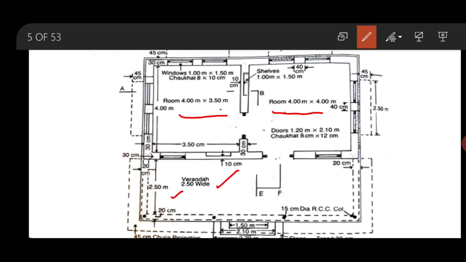and all the walls of these two rooms are of width 30 centimeter. Okay, and the width of the wall of veranda is of 20 centimeter width, and there are 4 RCC circular column of diameter 15 centimeter.